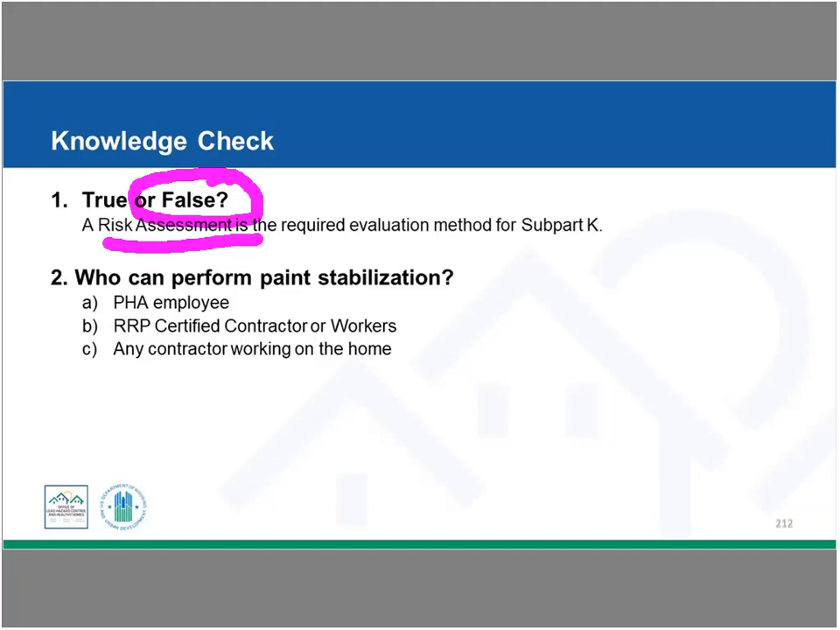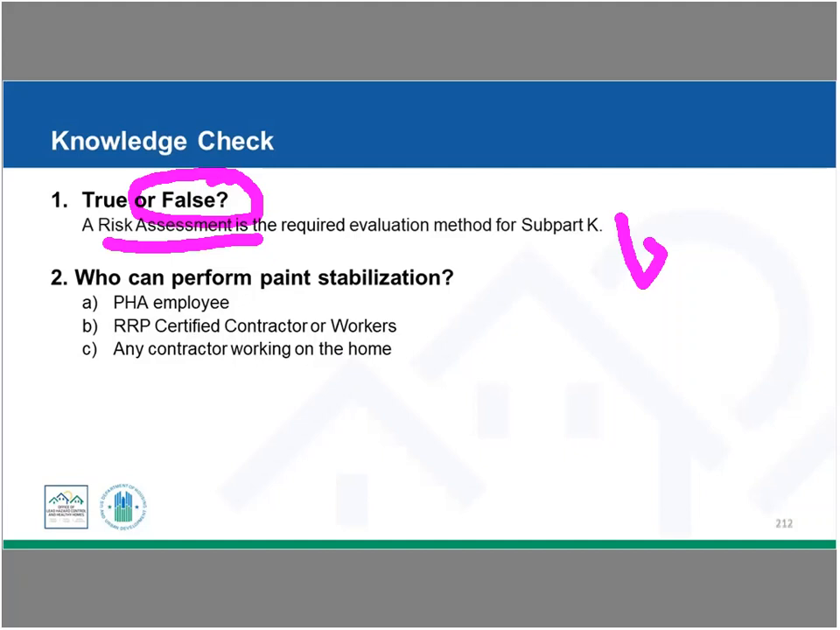A visual assessment is done by someone who's trained as a visual assessor. That's that free online course. A risk assessment is a much more stringent type of evaluation. It's a combination of looking for hazards as well as testing for hazards. It has to be done by a risk assessor. So the correct answer to this is it's false. A visual assessment is actually the correct type of evaluation.